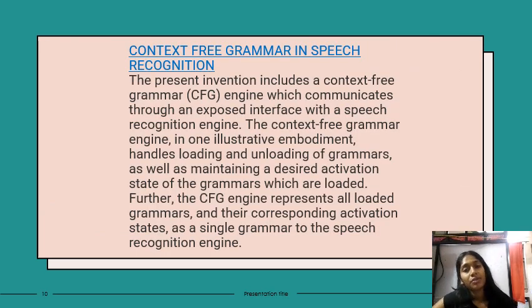Let us talk about context-free grammar and speech recognition. The present invention includes a context-free grammar (CFG) engine which communicates through an exposed interface with a speech recognition engine. The CFG engine, in one illustrative embodiment, handles loading and unloading of grammars, as well as maintaining a desired activation state for the grammars which are loaded. Further, the CFG engine represents all loaded grammars and their corresponding activation states as a single grammar to the speech recognition engine.